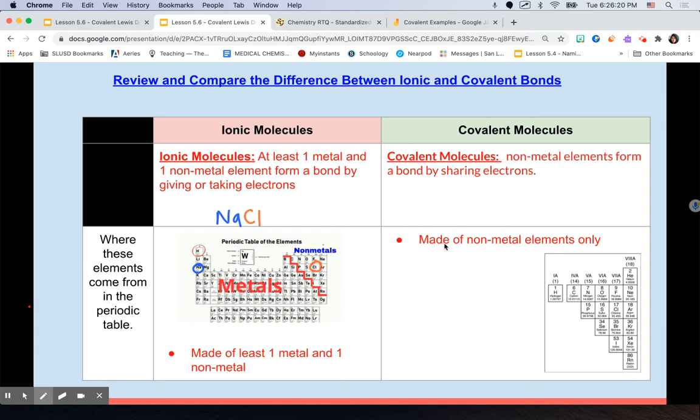For covalent molecules, they're made up of nonmetal elements only. So if I give you another example, like H2O, right? Both hydrogen and oxygen are non-metal elements, and covalent molecules are only made up of non-metal elements. So a key thing you should have in your notes is the definition of ionic and covalent molecules, as well as the common elements that they're made of. Right, so covalent, non-metal elements only. Ionic molecules, at least one metal and one nonmetal.